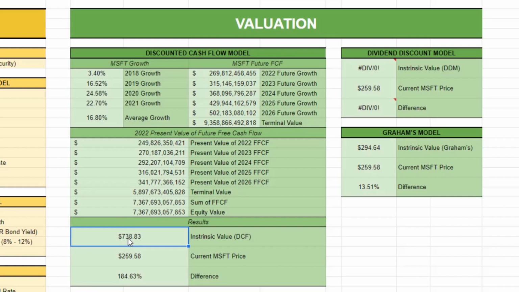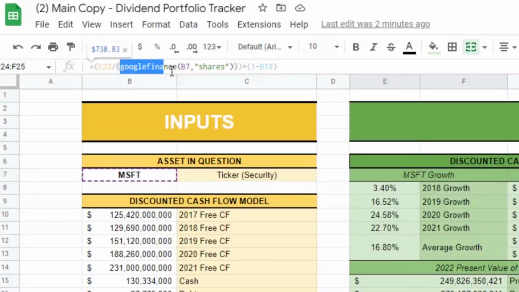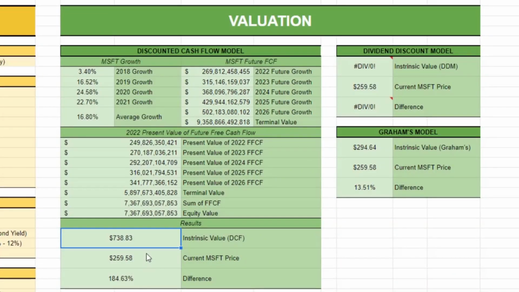And with a Google Finance formula, finding the outstanding shares for Microsoft, we found the intrinsic value with a 25% margin of safety to be about $738 compared to Microsoft's $259. So that is a difference of almost 2 times as much as the current price.